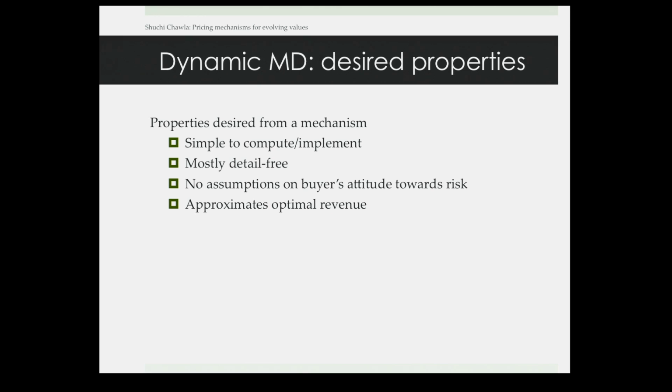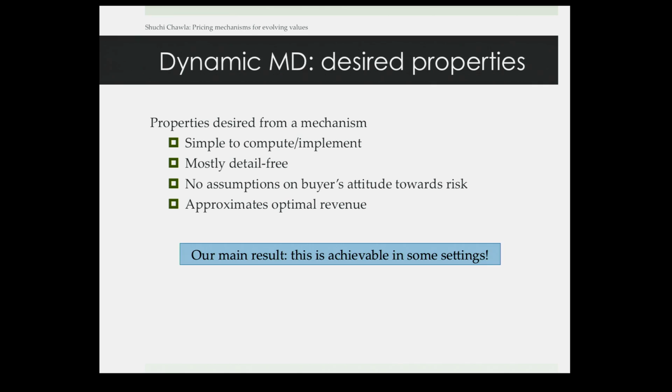So I've just put down what would be the best case scenario here. And the message of this work is that under a very stylized model, it is actually possible to achieve all of these. Okay, and I'll show you the model where it's possible to achieve this. Okay, so that's sort of the very high level picture.